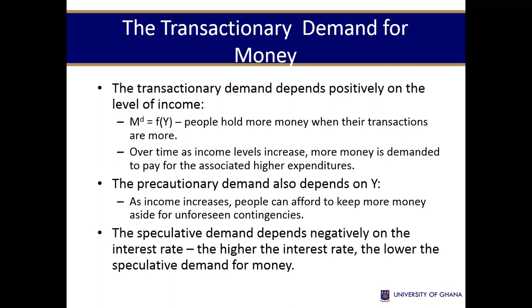And then the last one is the speculative demand for holding money. This is what depends on interest rate. For this one, this is where Keynes was saying that whatever money you have, either you hold it or you use it to buy an interest-yielding asset. You buy a bond because of the interest on it, and the interest that you receive on buying the bond depends on the level of interest rate.